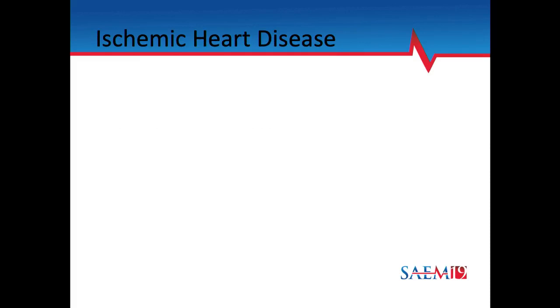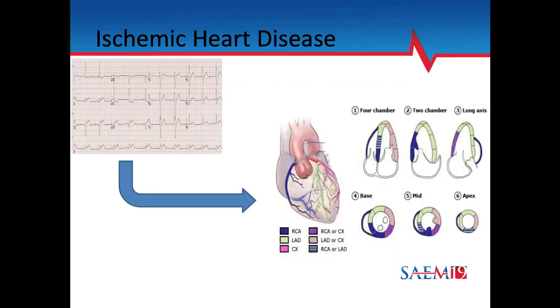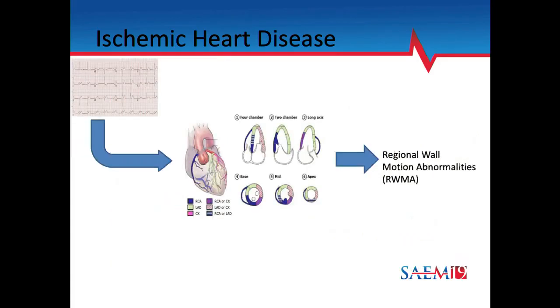So starting to move forward, talking about ischemic heart disease. What we're really thinking about is, we see a patient, they come in with chest pain. It looks like they've got some inferior ischemia. The next step is to think about the coronary artery perfusion distribution, right? And the next thing we do when we're talking about echo is look for regional wall motion abnormalities that correspond with the area that we think is ischemic based on the EKG.